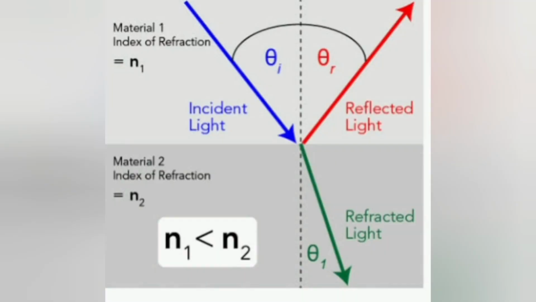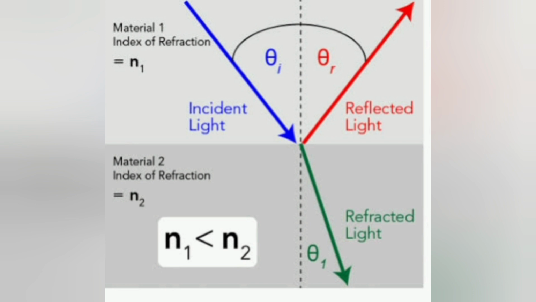If you observe the diagram, the blue color light is the incident light. The green color ray is the refracted ray. And if you observe the red color ray, it is the reflected light. So when the light ray is getting refracted, some of the light is getting reflected. Please make a note of it. Along with the refraction, some of the light is getting reflected into the same medium.